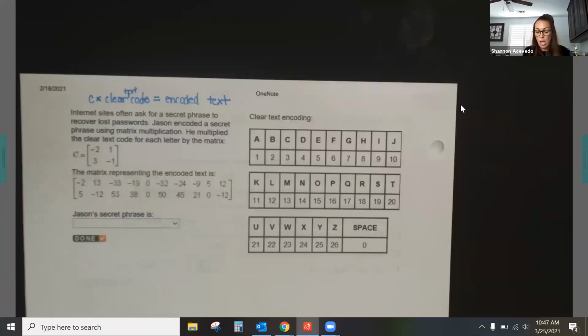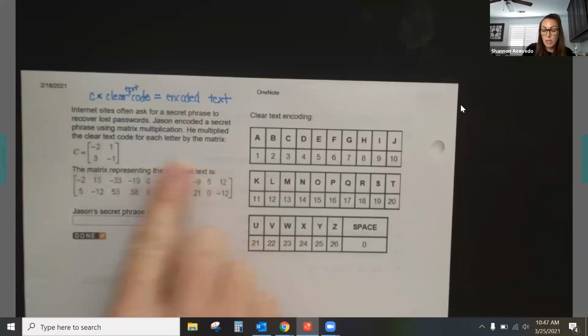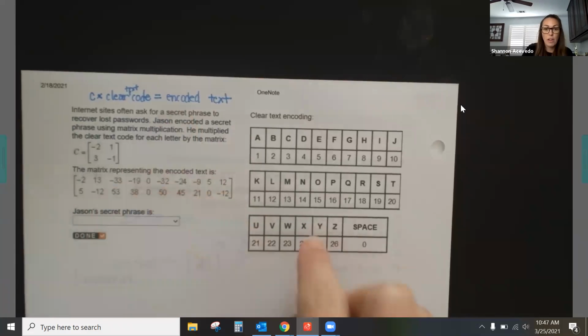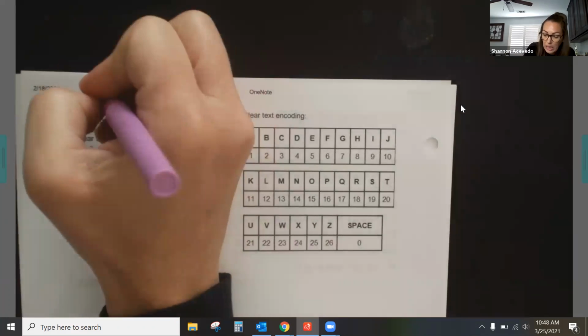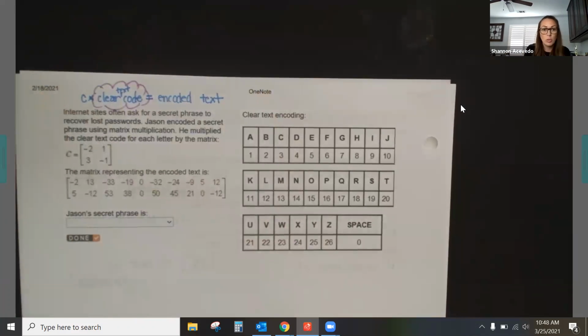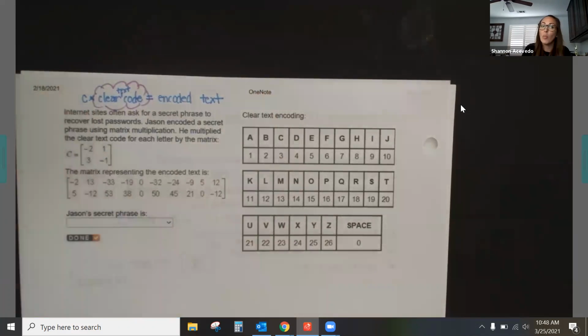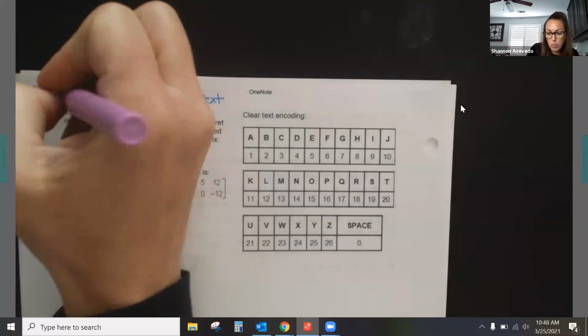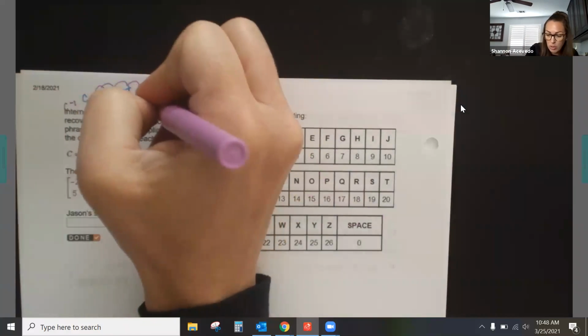Okay, so when I look at this, this is my encoded text. This doesn't help me figure out what the phrase he's trying to say is. What I need to do is figure out what the clear text code is. In order to do that, I want to get rid of this value of C, and the way to get rid of it would be to take the inverse. We've seen us do this: if we multiply this by the inverse, what I do to one side, I have to do to the other.